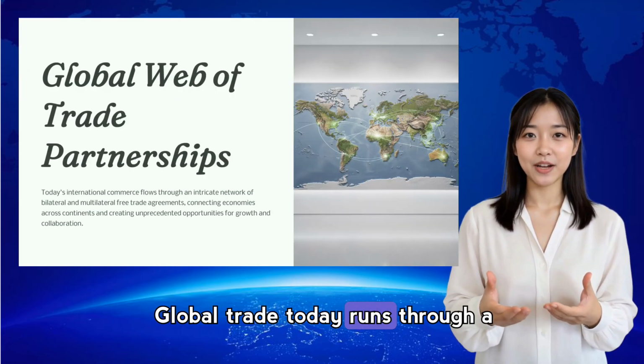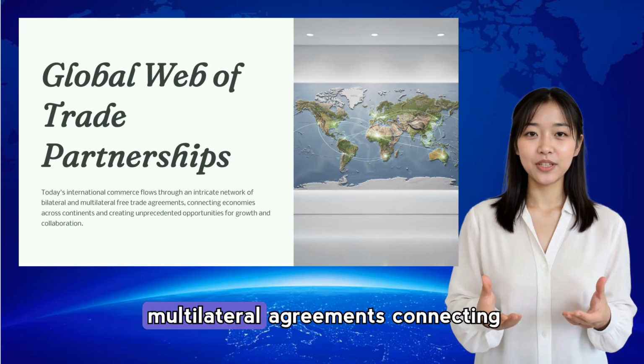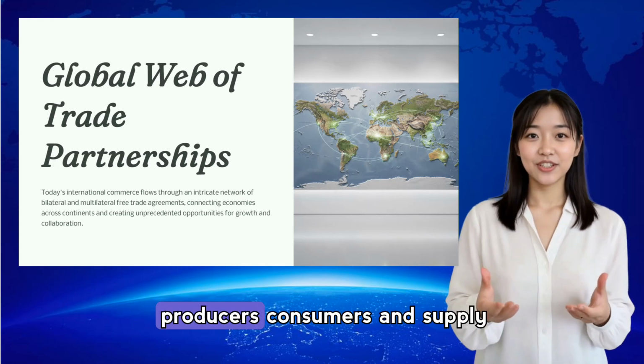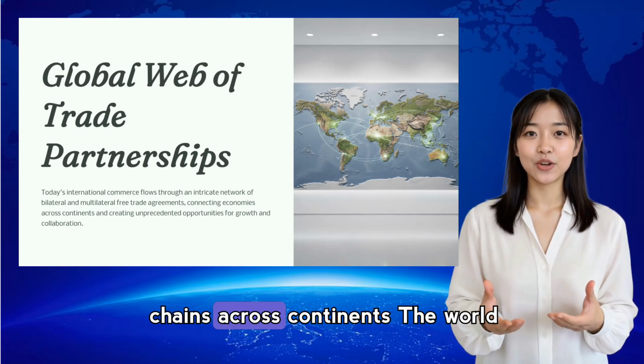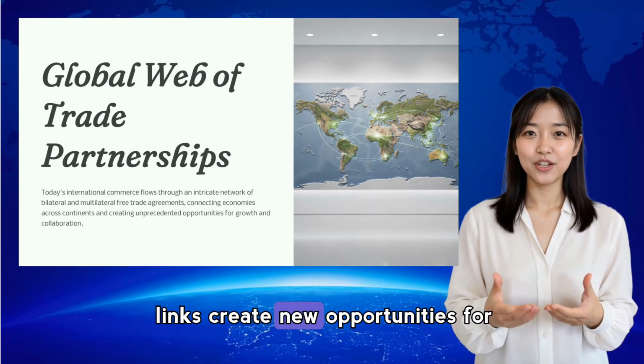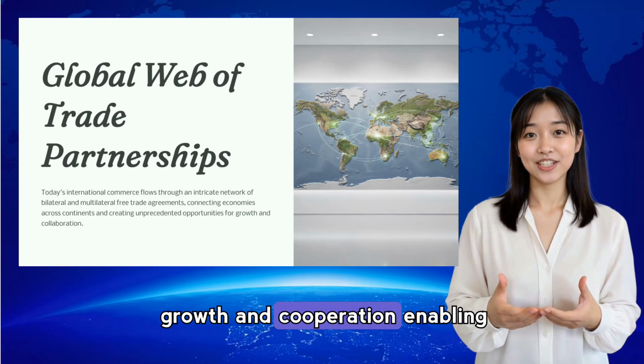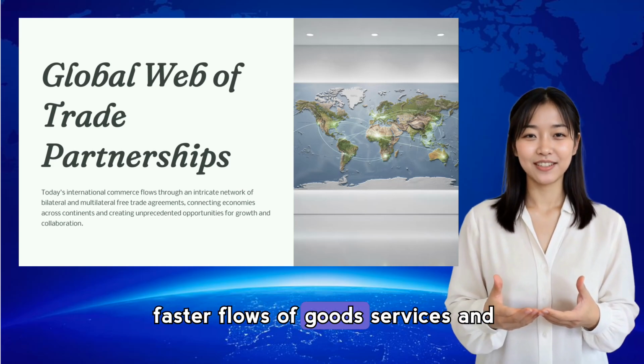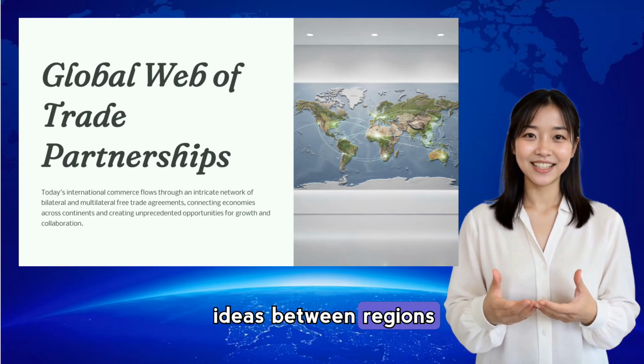Global trade today runs through a dense network of bilateral and multilateral agreements, connecting producers, consumers, and supply chains across continents. The world map on this slide highlights how these links create new opportunities for growth and cooperation, enabling faster flows of goods, services, and ideas between regions.